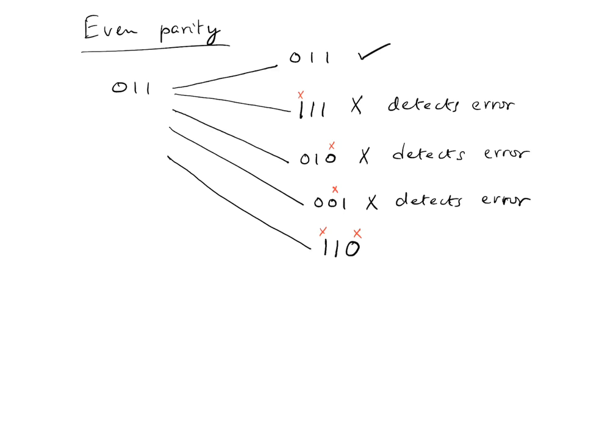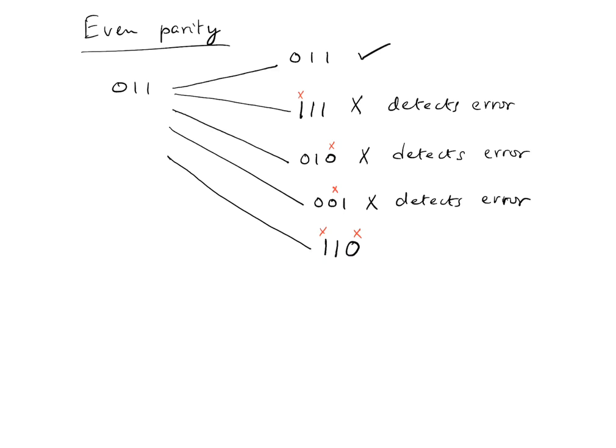So we transmitted 011. The first bit, which is 0, has got changed to a 1, so that's an error there. The second bit is a 1. The received bit in the second position is also 1, so there is no error there. The third bit is a 1, that has changed to 0. So now there are two errors in this particular code word.